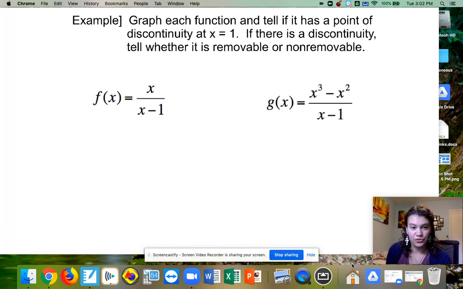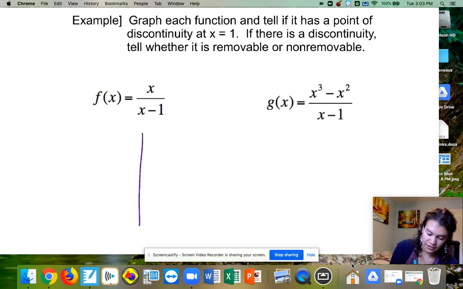Okay, so for these 2 functions, you can either graph them on your calculator or you can graph them by hand and figure out: is there a discontinuity at x equals -1? If there is a discontinuity, is it removable or non-removable? So take a second to do that.